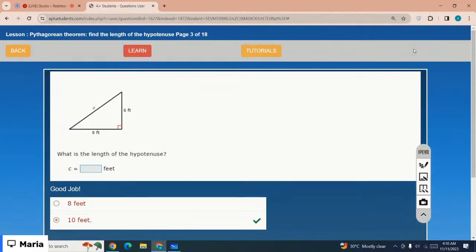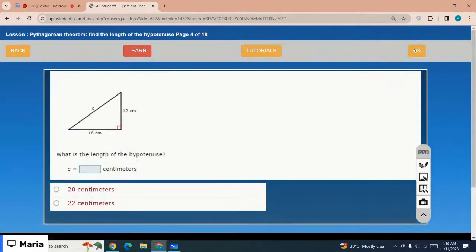Okay, the next one is, what is the length of the hypotenuse? So just put the values, use the Pythagorean theorem, that is c square equals a square plus b square. So just evaluate the squares. 12 square is 144 and 16 square is 256, right? So just add them. 144 plus 256, and that is 400. So square root both sides, then c equals 20.